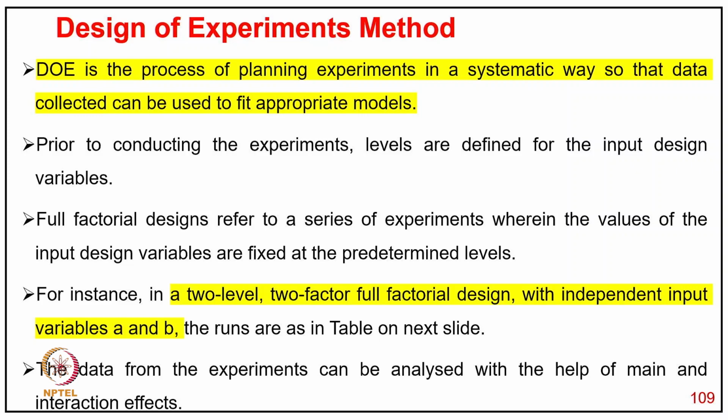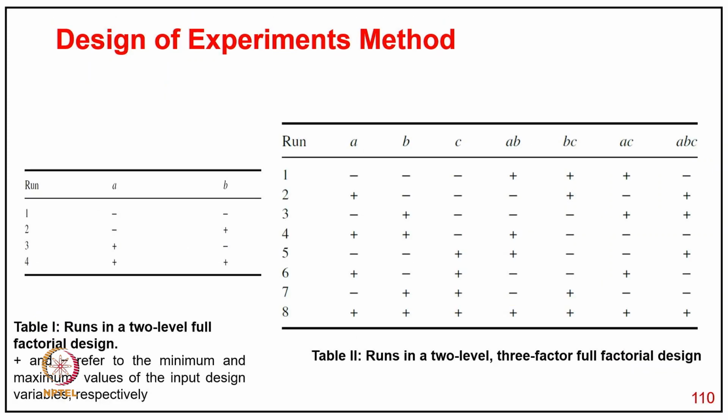The data from the experiment can be analyzed with the help of main and interactive effects. You can see here the runs with A and B, and the runs 1 to 8 as considered typically. Table 1 shows the runs in the 2-level full factorial design. Plus and minus refer to the minimum and maximum values of the input design variables. So, you get 4 combinations with the 2 variables.